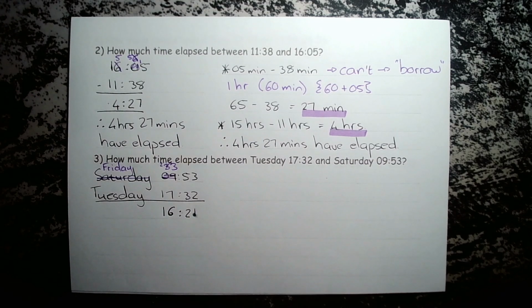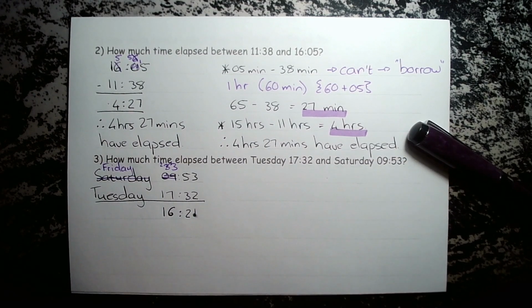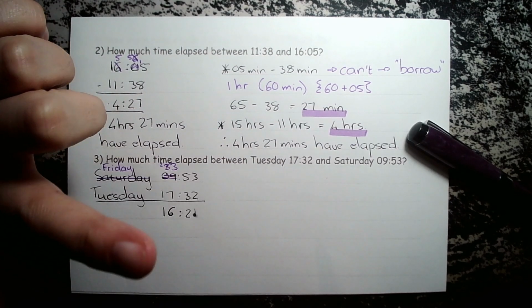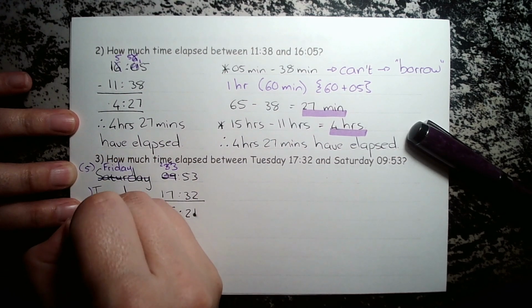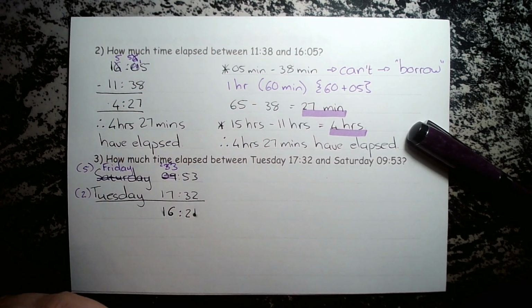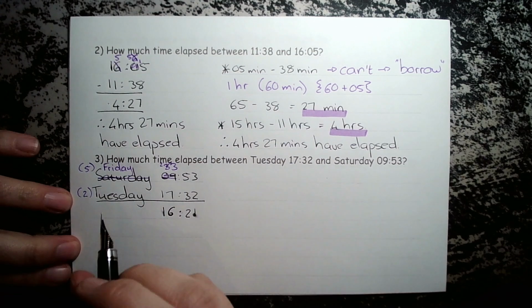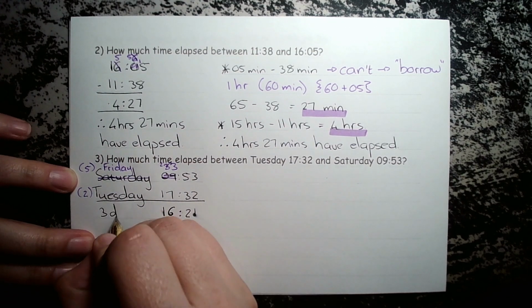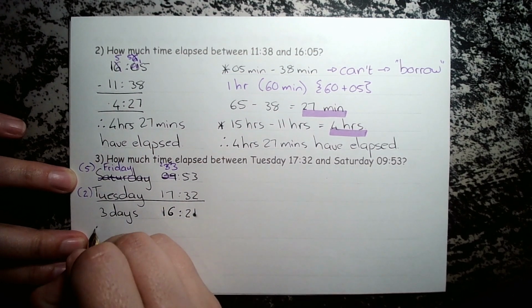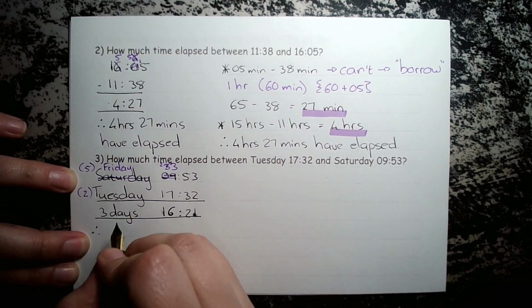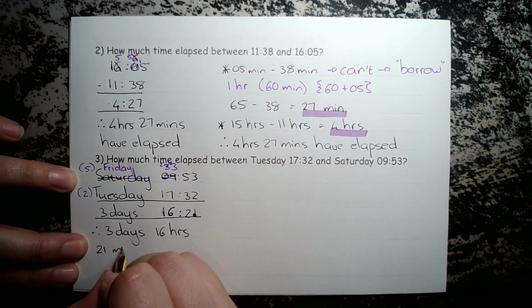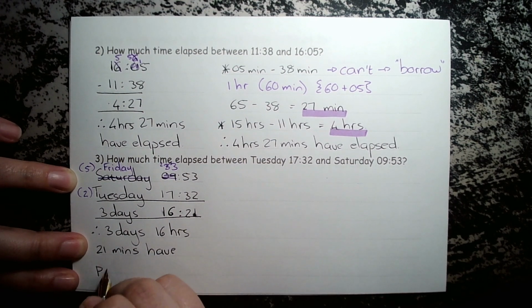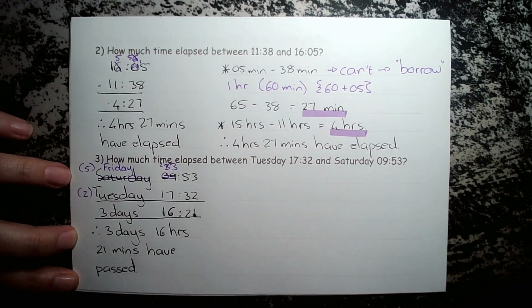Friday minus Tuesday. Now, in order to make that a bit easier, Friday could be seen as the 5th day of the week: Monday, Tuesday, Wednesday, Thursday, and Friday. Tuesday would be the 2nd. So it is 5 minus 2, leaving us with 3 days. So, therefore, 3 days, 16 hours, and 21 minutes have passed.